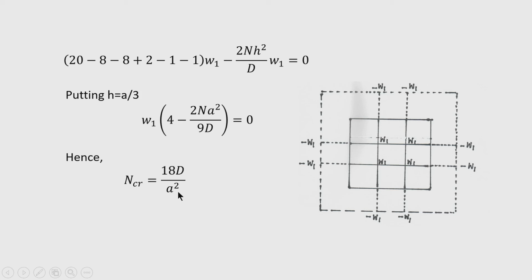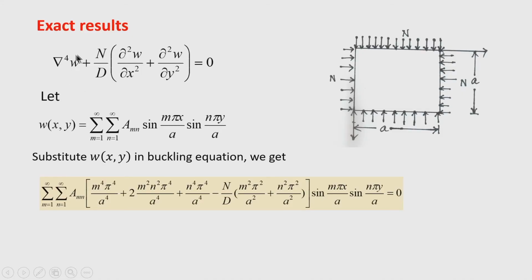So, let us compare the results obtained by the finite difference method with the exact results. Now, the exact result for this problem is available. So, if I see, the differential equation is this and the boundary condition is simply supported, then I can take the double trigonometric series, that is the Navier series, to find the solution of the deflection. That is, I want to solve it by the exact method.